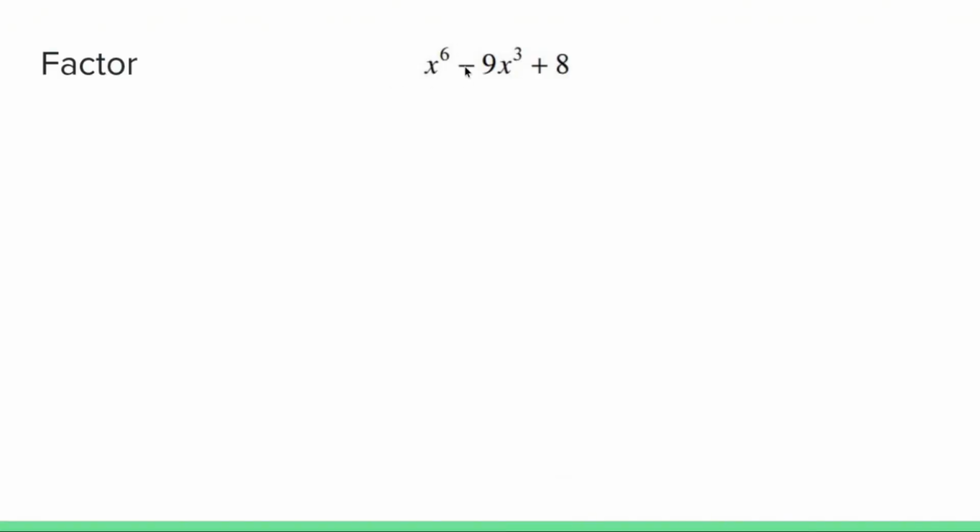Factor x to the 6th minus 9x to the 3rd plus 8. You might be looking at that and saying, that looks quadratic. You're absolutely right. It does. See how that's x to the 6th and that's x to the 3rd?